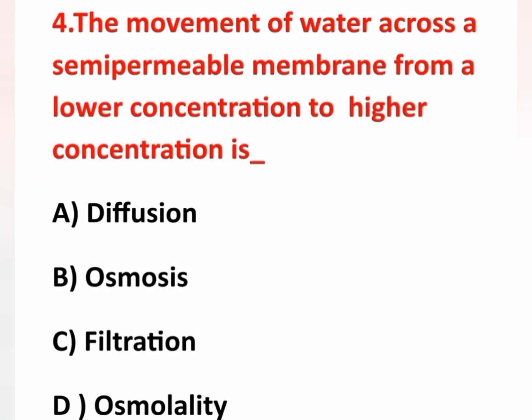Next question, fourth question: the movement of water across a semi-permeable membrane from a low concentration to high concentration is. Options are option A diffusion, option B osmosis, option C filtration, option D osmolality. Here we have to know what is osmosis, diffusion and filtration, then we can easily write the answer. In this question osmosis is the correct answer.